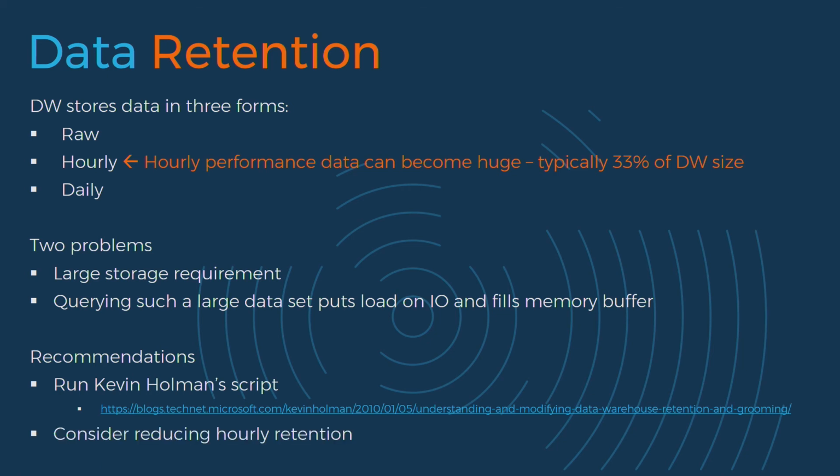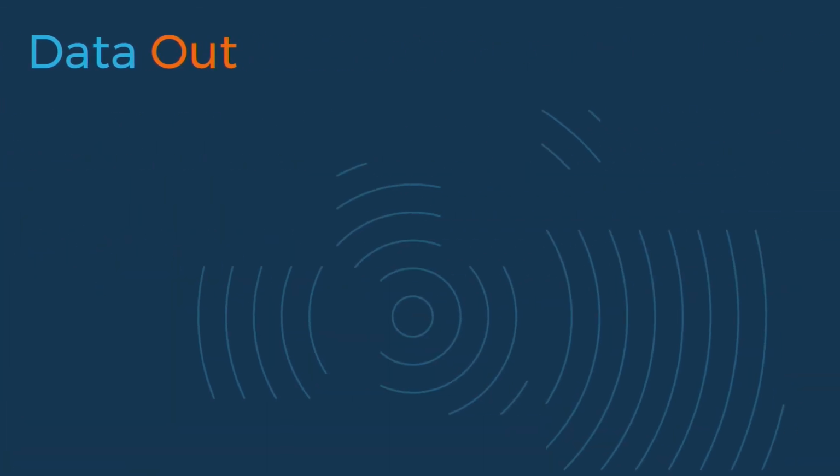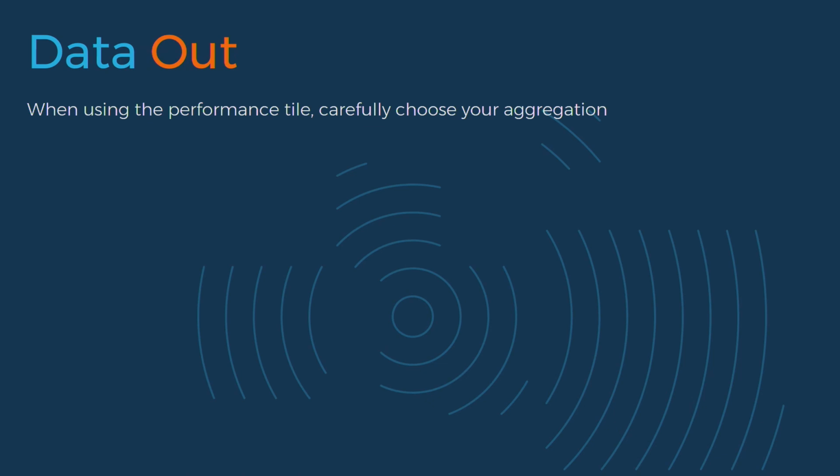So the last slide is actually just around data out. After you've done the sizing and the configuration and you've looked at the data going in and the retention periods, typically data out then becomes the easy bit. So when using performance tile, all we'd say is just carefully choose the aggregation. We say this in the UI.